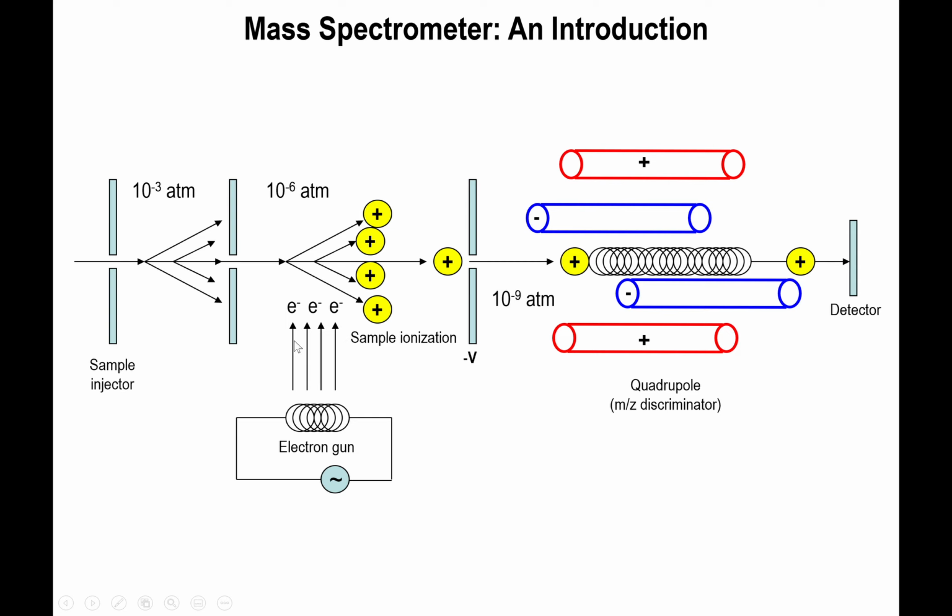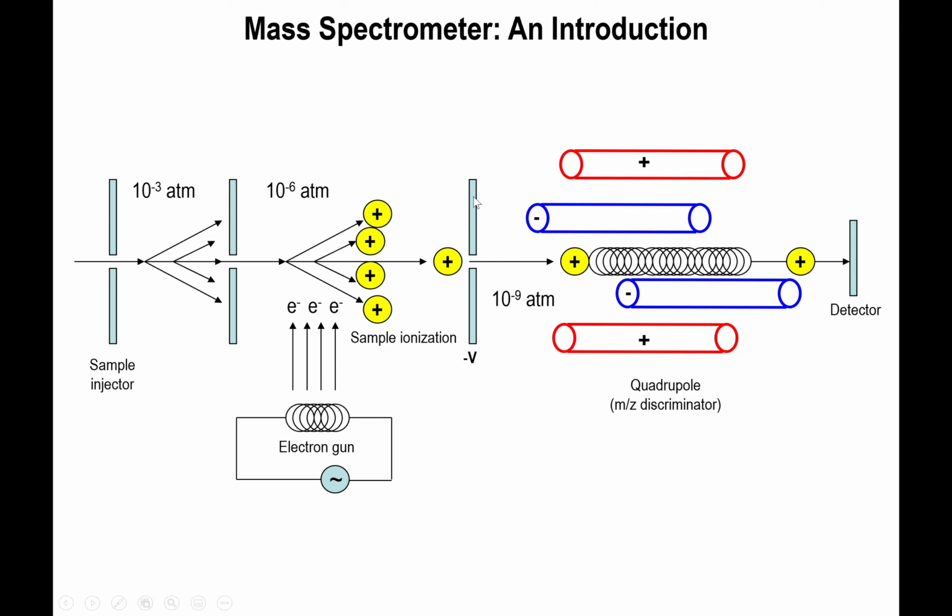This electron gun, simply put, is shooting electrons perpendicularly to the direction of your molecules as they enter the second chamber. Now the collisions are elastic collisions that provide a certain amount of kinetic energy, and that energy is ultimately what is provided to ionize the molecules, thus yielding the positively charged molecule.